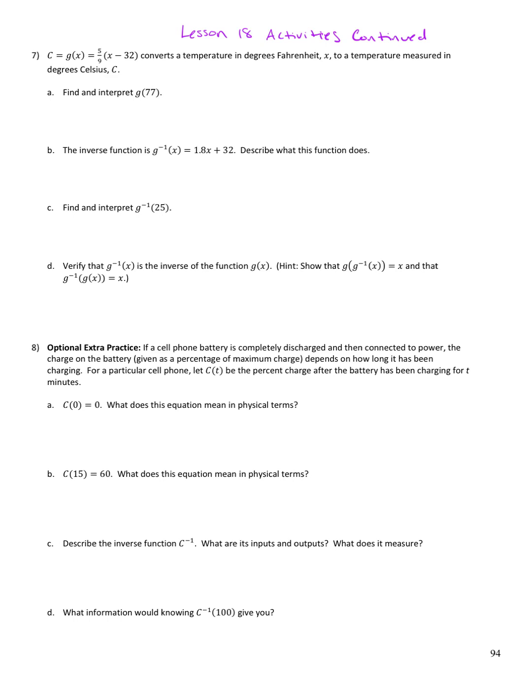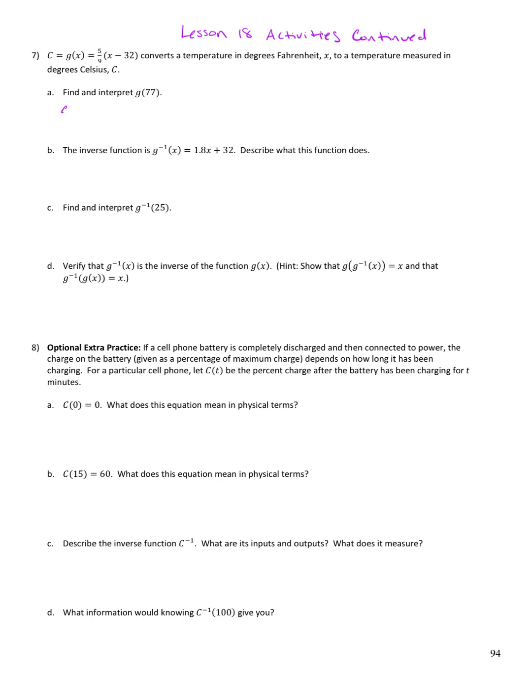This is number 7 from the College Algebra Lesson 18 activities. So I have C equals g of x, which is 5/9 times (x minus 32). That is a formula that converts a temperature in degrees Fahrenheit, x. So you input a temperature in degrees Fahrenheit, and it outputs a temperature in Celsius. So I want to find and interpret g of 77.